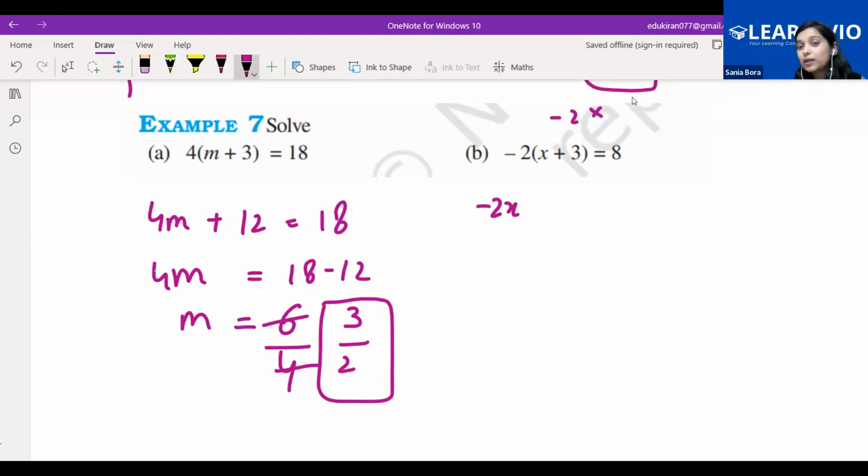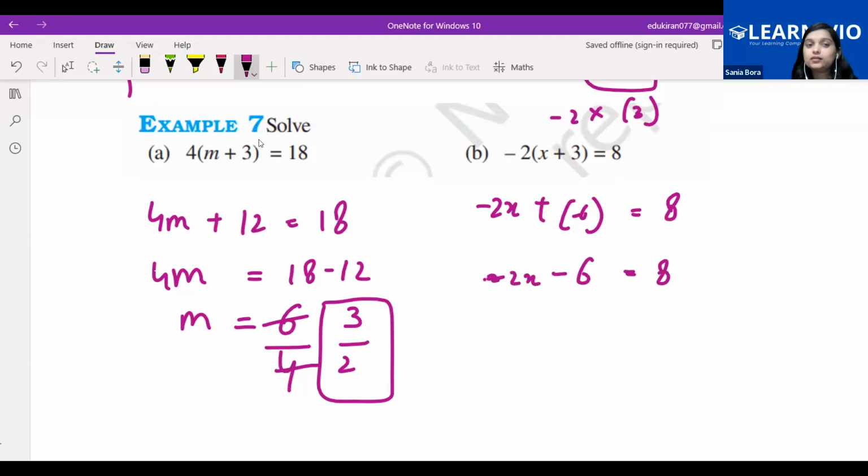So you got minus 2x. Then minus 2 would be plus multiplied to 3, so what will you get? Yes, ma'am. Plus minus 6, right? So minus 2x and then plus minus minus. So minus 6 would be 8. Okay, ma'am, I think I made a mistake.